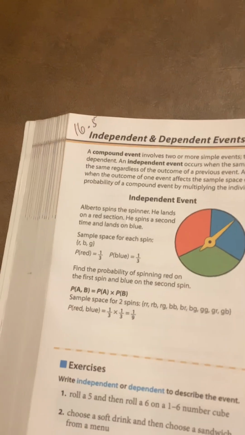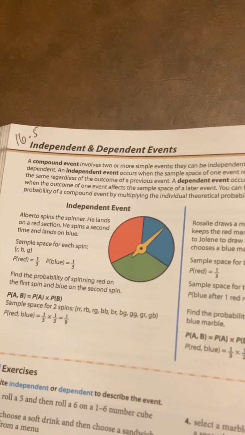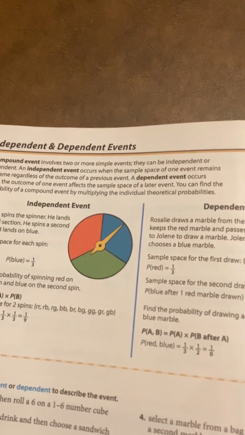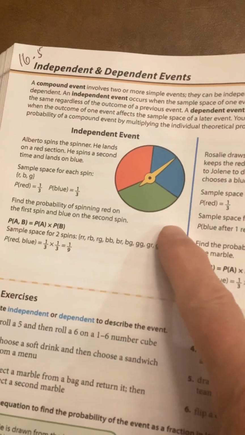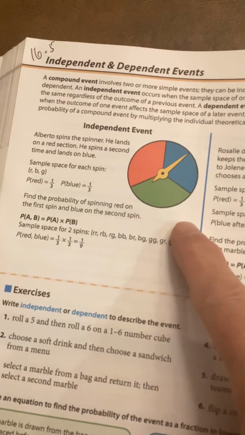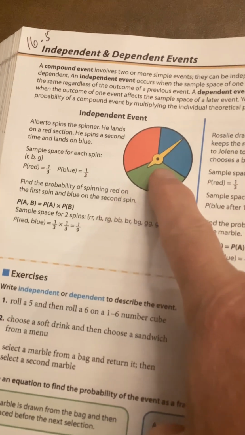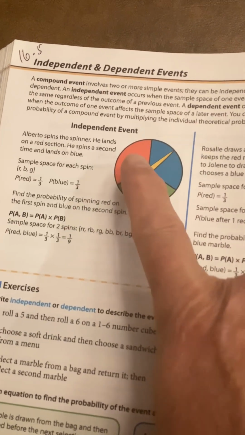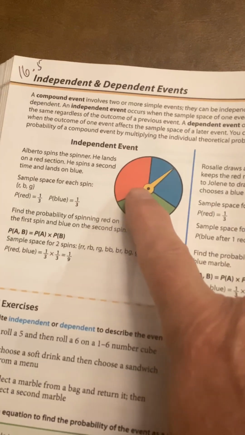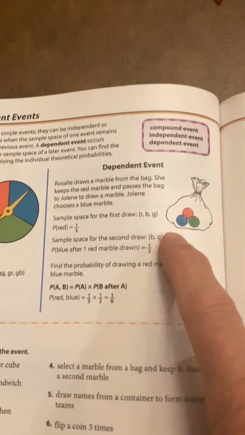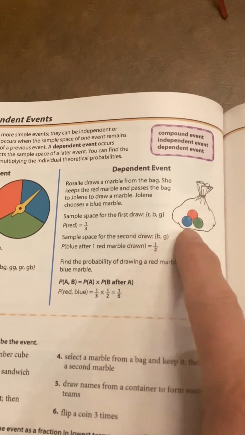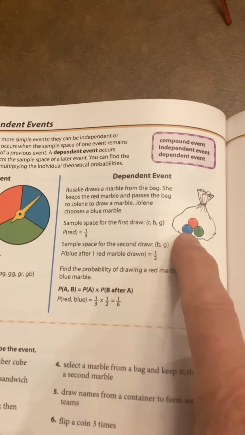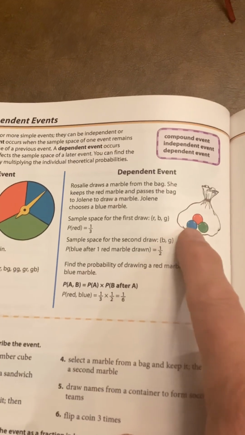All right, 16.5, independent and dependent events. So if you were to spin this spinner twice, what's the probability of getting red? Red would be 1 out of 3 times 1 out of 3, which would be 1 out of 9. Right? But here if you took a marble out and put it back, that would still be independent. Like red would be 1 out of 3 times 1 out of 3.